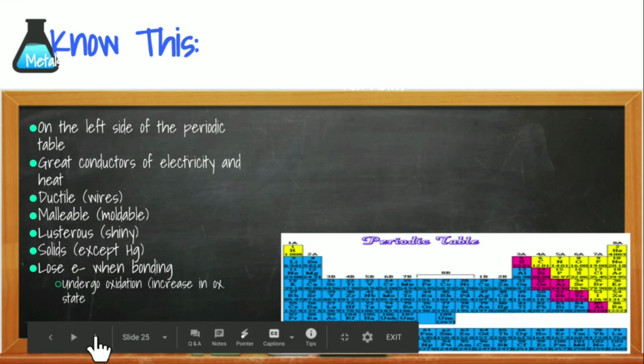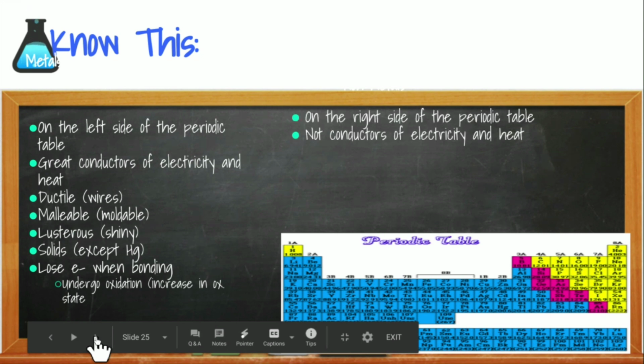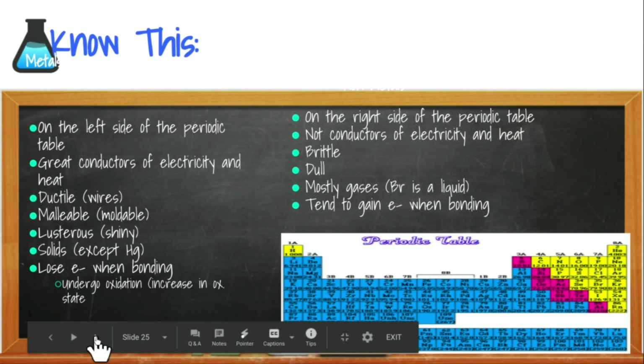They tend to be poor conductors of heat and electricity, brittle solids, though many are liquids and gases, dull. Many of these are gases, except, of course, bromine is a liquid at STP. They tend to gain electrons when bonding. Gaining electrons is a process called reduction because the oxidation number or the charge goes down.